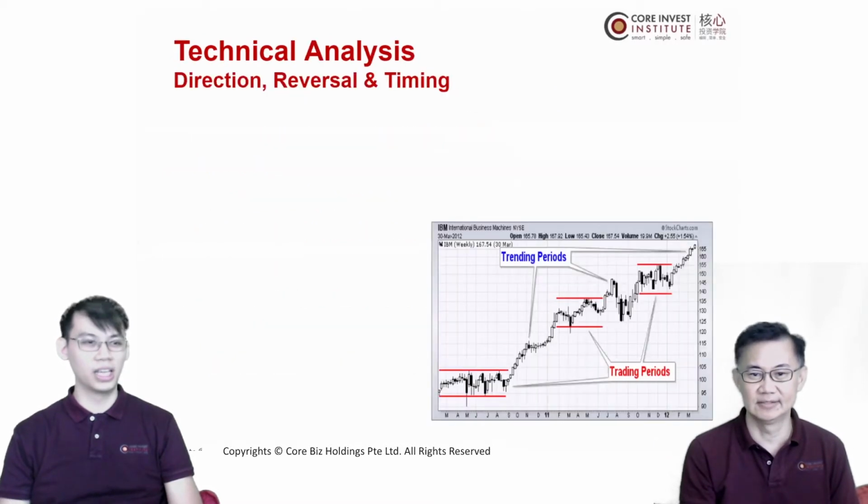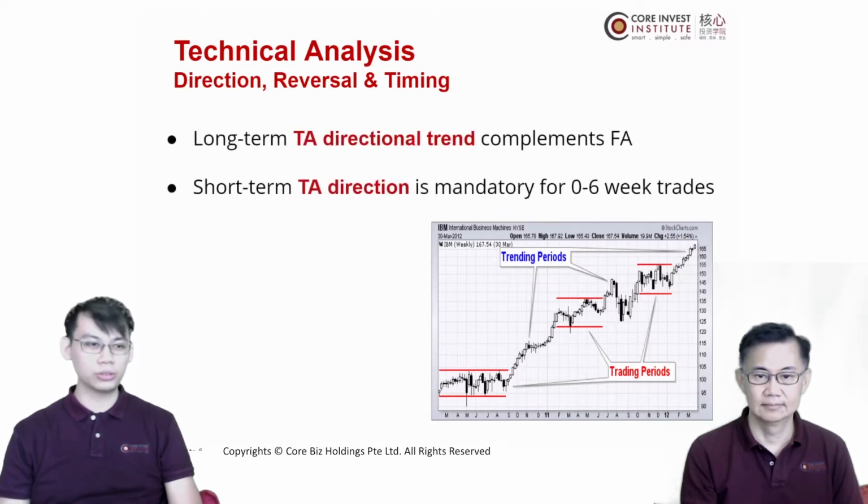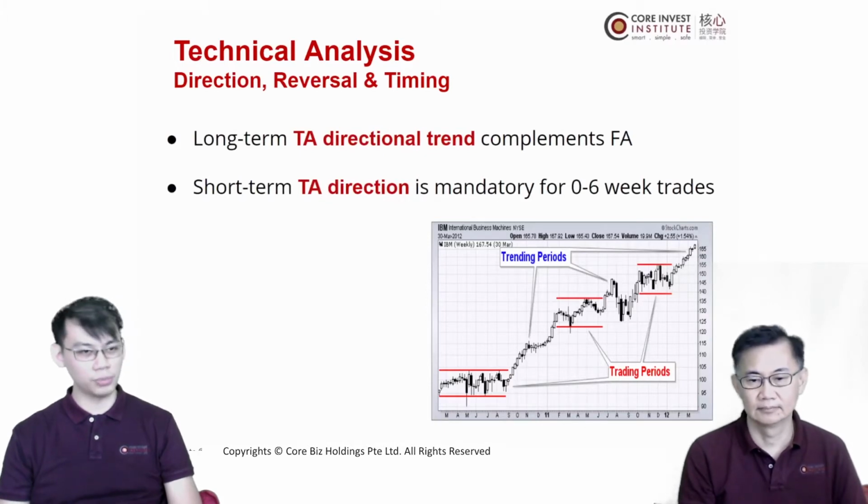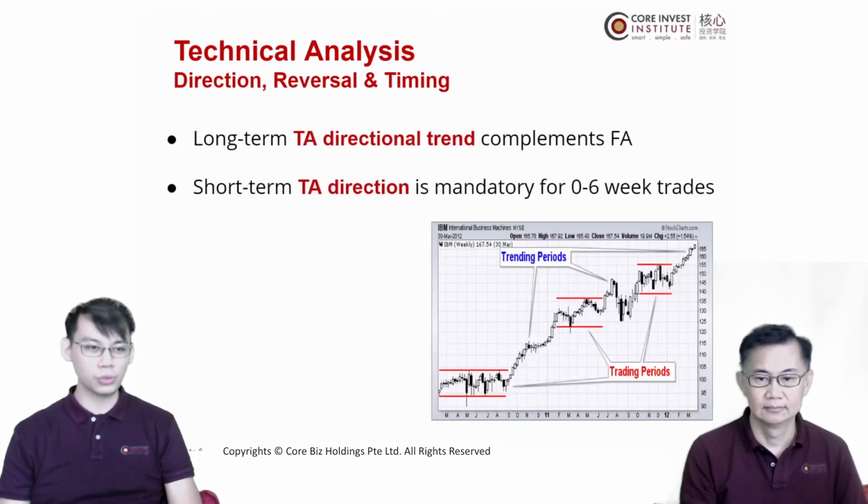So the first thing we're going to talk about is what is technical analysis, right? Basically, it is using historical data to try to predict the future. What kind of future do we want to predict? The direction, whether there's going to be a reversal, or timing. So there are long-term and short-term periods. For long-term, we are looking at trending periods, meaning directional trends that complement the fundamental analysis. It means we are looking at strong companies for the long term.